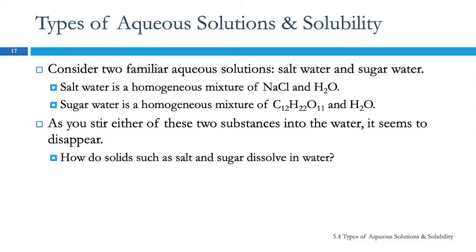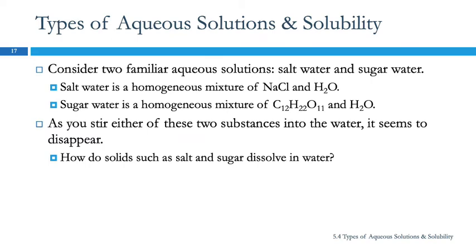We are in section 4 of chapter 5, talking about types of aqueous solutions and solubility. So if we think about two aqueous solutions that you've probably encountered, one of those is salt mixed in water, and the other is sugar mixed with water. The salt water is going to be a homogeneous mixture of sodium chloride and water. Sugar water is a homogeneous mixture of sucrose and water.